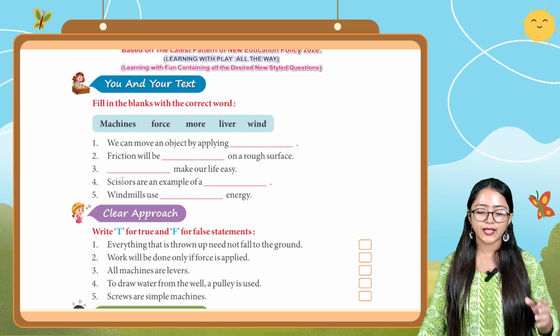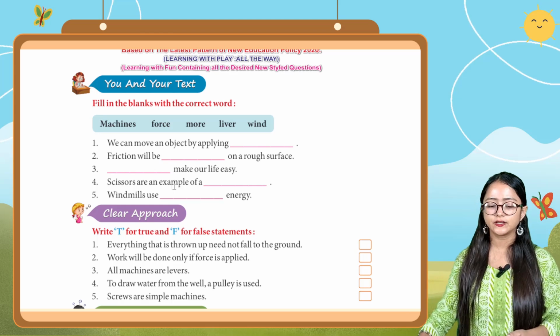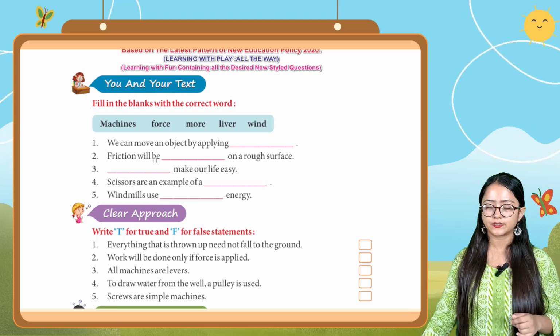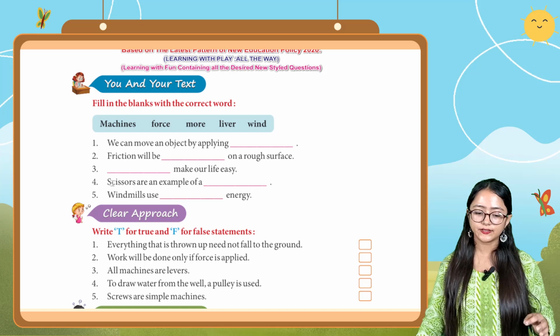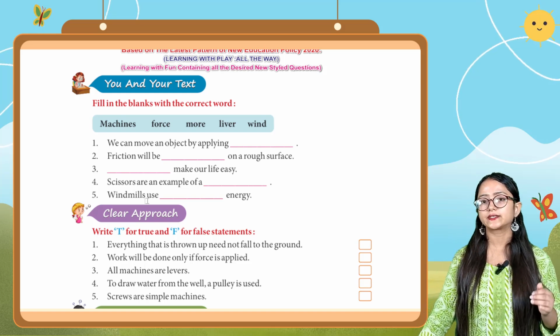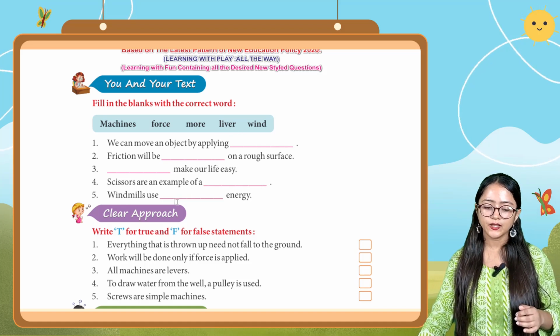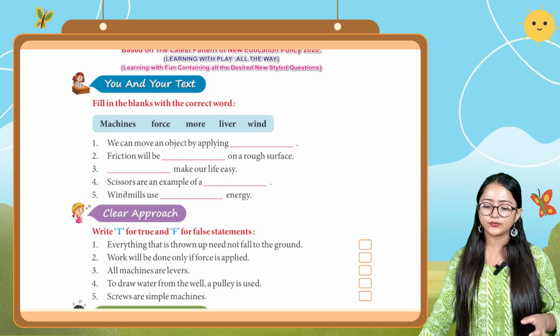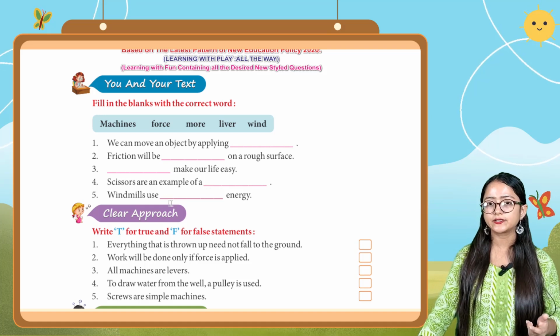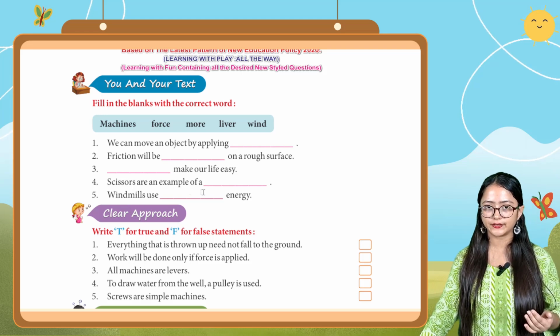Third one, dash make our life easy. What make our life easy? By using the machine. So you have to write machines in this blank. Fourth one, scissor are an example of a dash. Scissor is an example of lever, L-E-V-E-R. Next is windmills use dash energy. Windmills use wind energy. By the name only you get the answer. Wind you have to write in this blank.